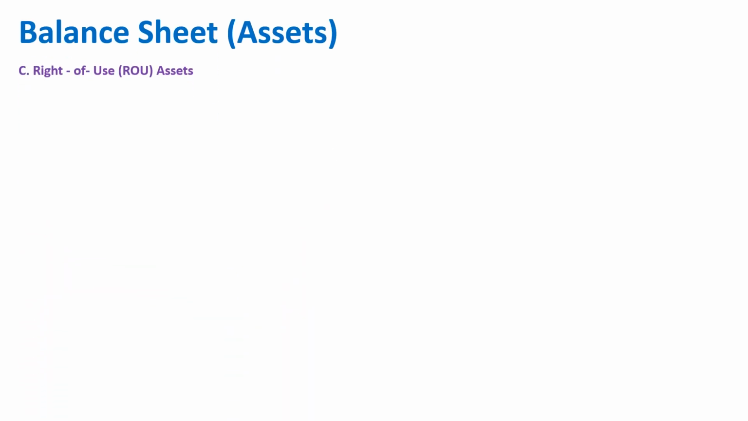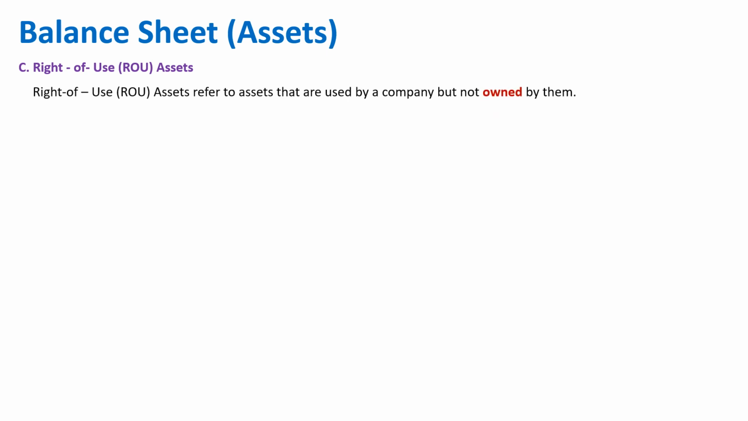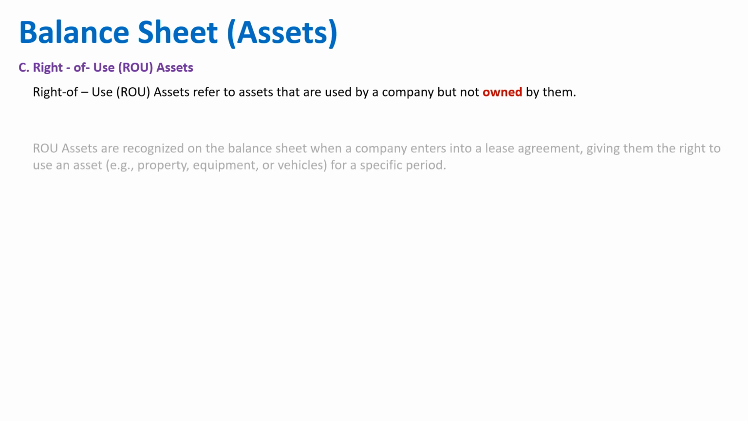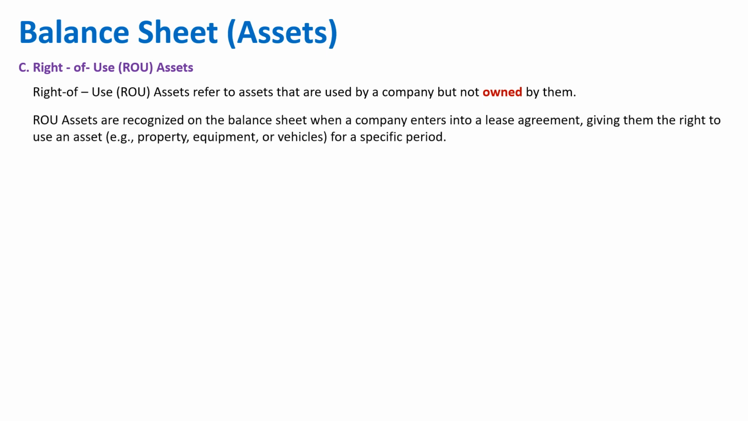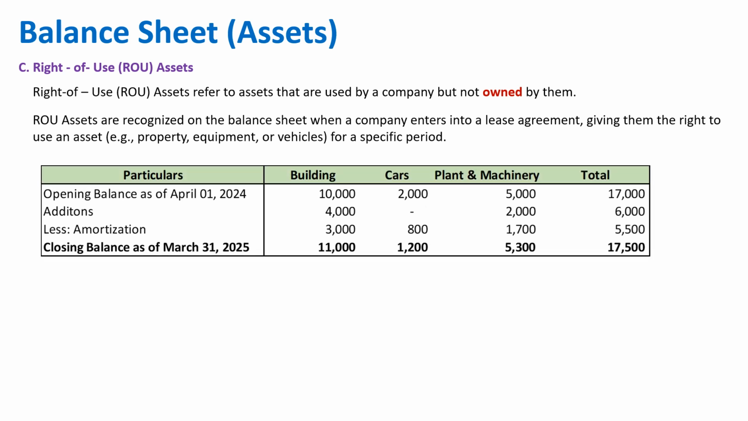Next item which need to be reported is RU assets, right of use assets. So RU assets refer to assets that are used by the company but not owned by them. RU assets are recognized on balance sheet when a company enters into a lease agreement, giving them the right to use an asset, for example property, equipment, or vehicles for a specific period. I'm not going to talk about how this valuation is done. That will be mostly covered under your Ind AS 116. But I'm going to talk about the presentation in the financial statement, how it will be presented. So here, if you see, this is the format to be used.